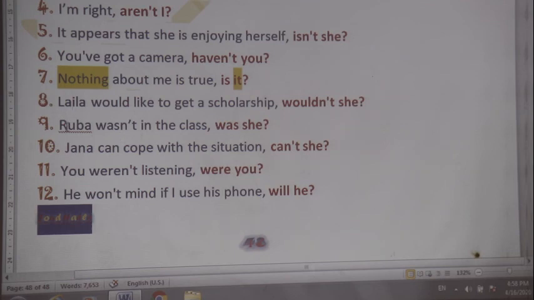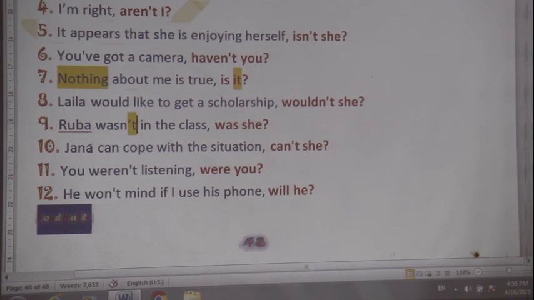Now Ruba, another proper noun. We replace it with she, the subject pronoun for female. So, Ruba wasn't in the class, was she? But here it is negative, so I use a positive question tag. Ruba wasn't in the class, was she?